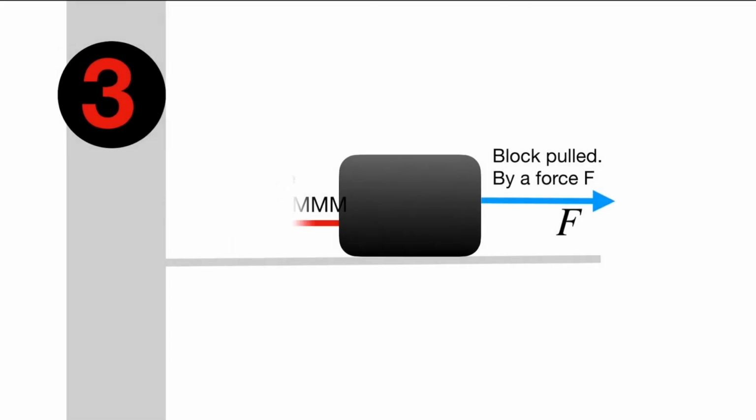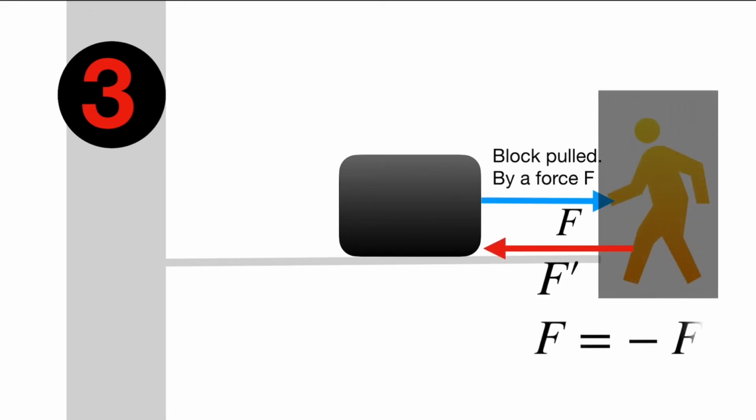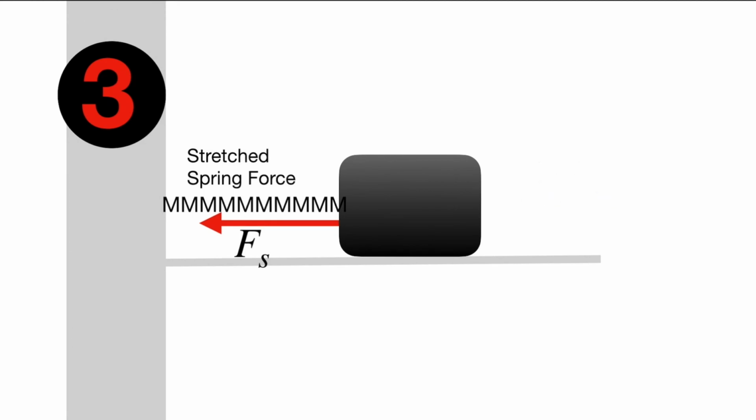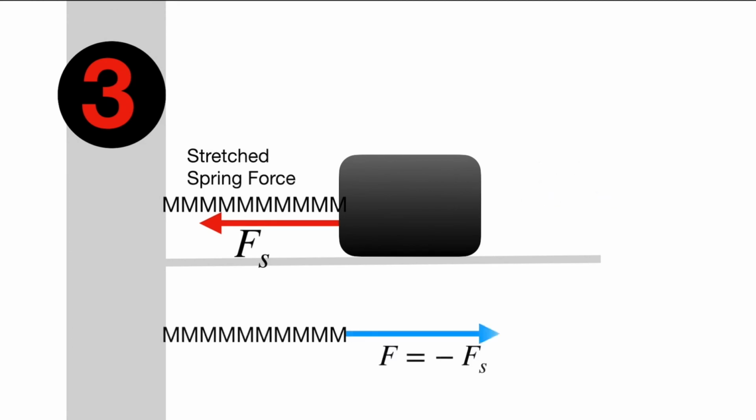Example 3. The block is pulled by a force F exerted by someone invisible. As a reaction, the block pulls the invisible person by an equal and opposite force F dash. So F and F dash are the Newton's third law force pair. What about the spring force on the block? The block also pulls the spring with the same magnitude but in the opposite direction with force F. So F and Fs are the Newton's force pair.